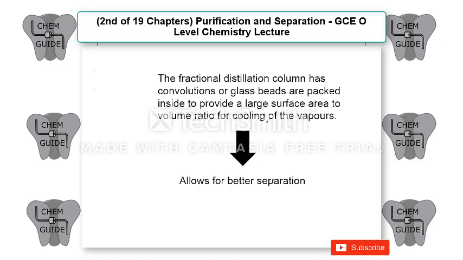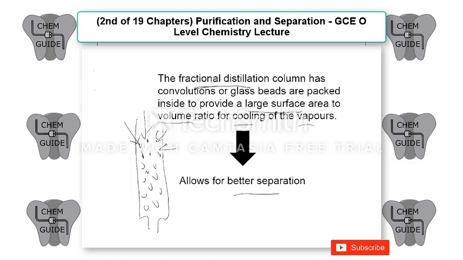Okay? So as mentioned earlier, the fractionating column here basically allows for better separation. How so? It provides a large surface area to volume ratio for the cooling of the vapors. So imagine something like this. If I have a column here, in this column I have many beads. Every single bead acts as a mini condenser. It condenses all the other vapors which come up and only allows the single vapor with the lowest boiling point to go through first.